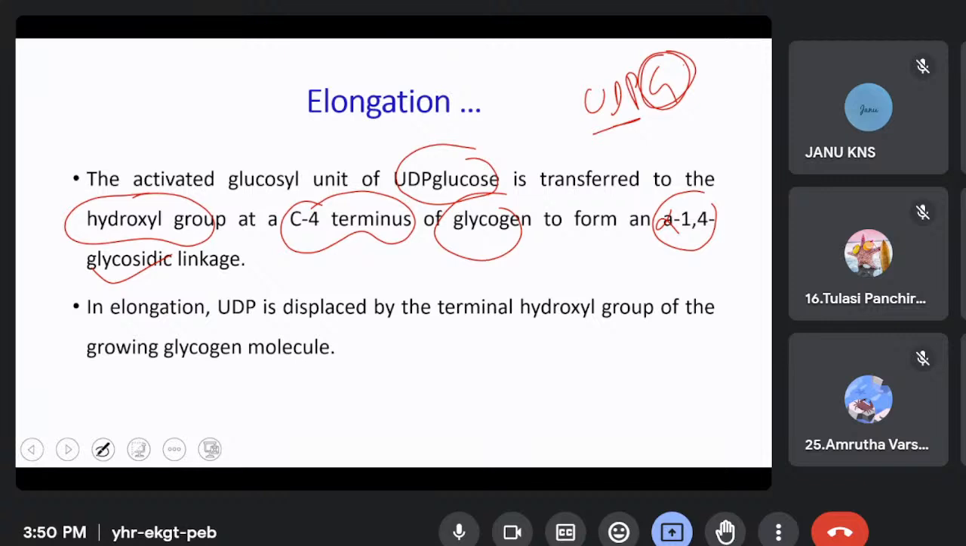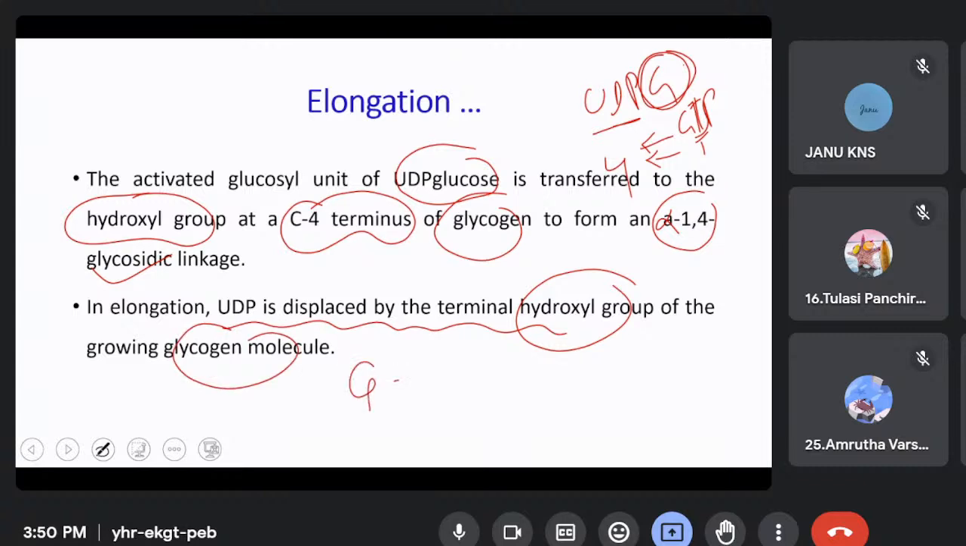So we know that this is glucose 1-phosphate. And here this is transferred to the hydroxyl group of the C4 terminus of glycogen. So what happens between these two, 1, 4, there is a linkage being formed. This is called an alpha 1,4 glycosidic linkage. So thus in elongation, UDP is displaced by the terminal hydroxyl group of the growing glycogen molecule.